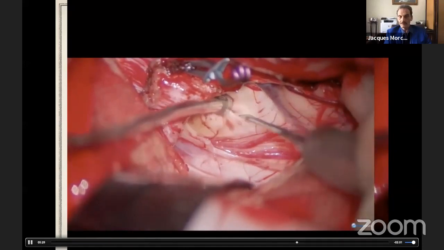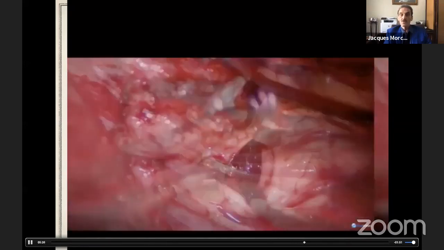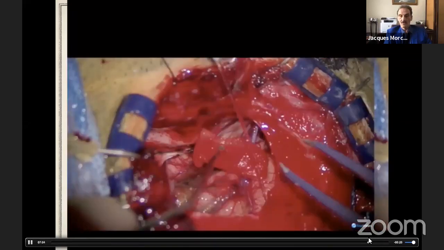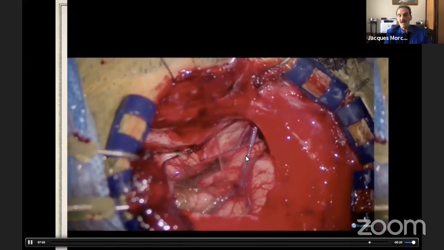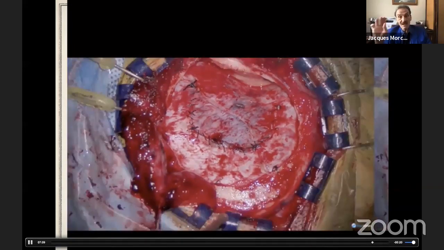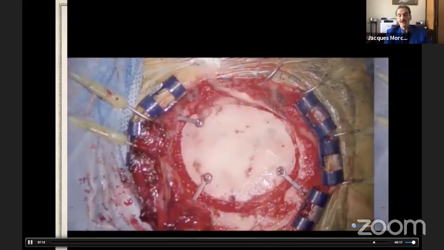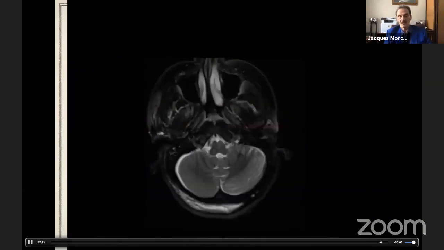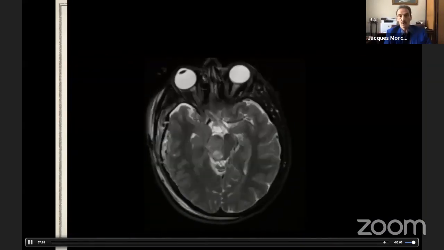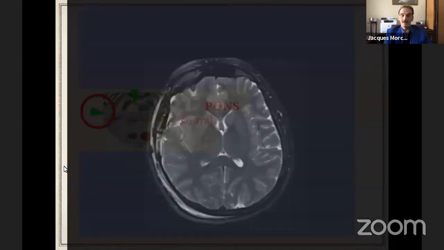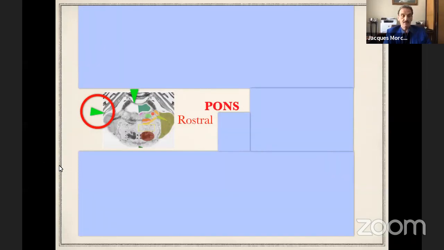The estimated trajectory of the transverse pontine. We enter the cavernoma and take it out, and you know the rest. It's all the same. Please look how we saved the vein of Labbé. The brain looks good in spite of the retraction, because the retraction is done after you've dissected everything. And here is the post-op MRI, and the patient did beautifully.